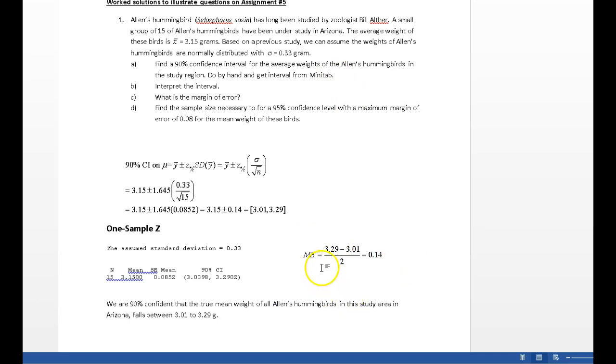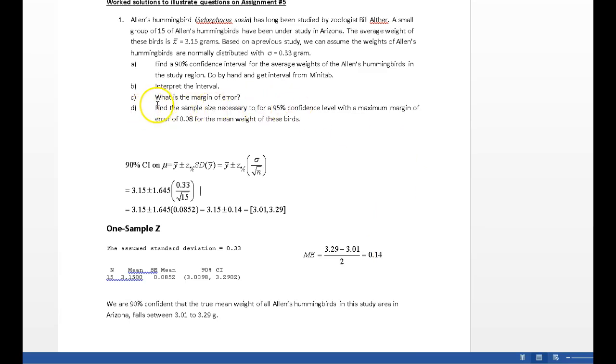The margin of error is equal to the length of your interval. Take the top end point of your interval, minus the lower end point, divide by 2. What are you going to get? You're going to get 0.14. That's half the length of your interval.